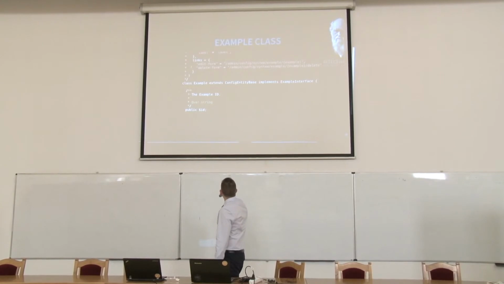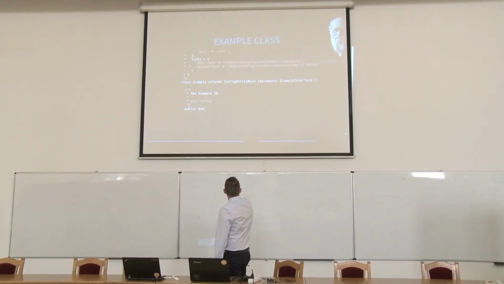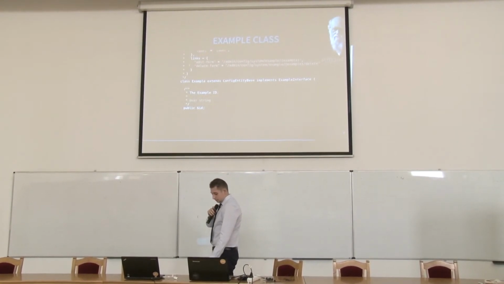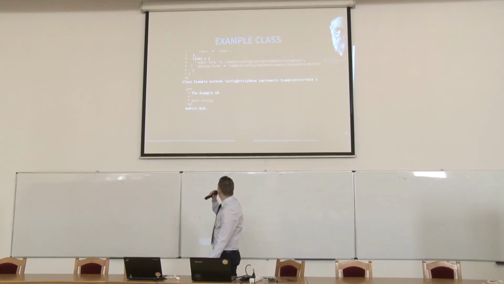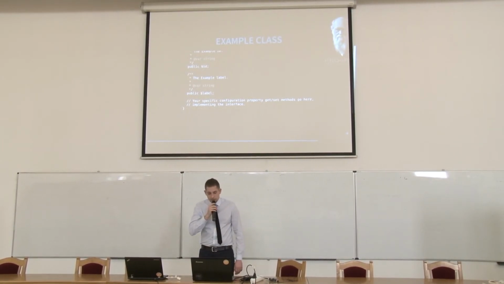Then we have the class that extends the config entity base and implements the example interface, where we define all the properties that this entity type will have, like ID and label. You can add other properties which you want here.